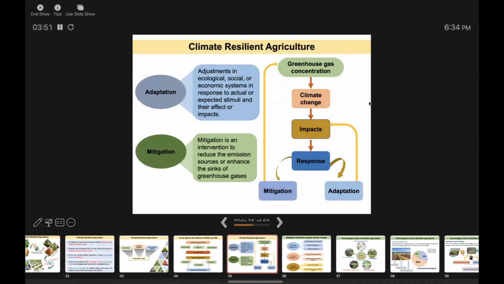Adaptation is the adjustment in ecological and other systems in response to the impacts of climate change. And mitigation is the intervention to reduce emissions or enhance the sinks of greenhouse gases. So if we think about the agricultural system, we have to keep in mind how we can reduce the greenhouse gas emission from our crop fields or even from livestock.